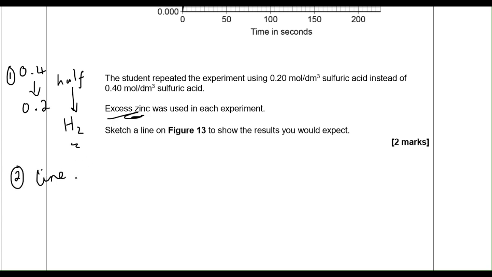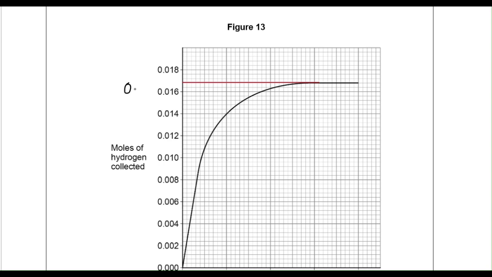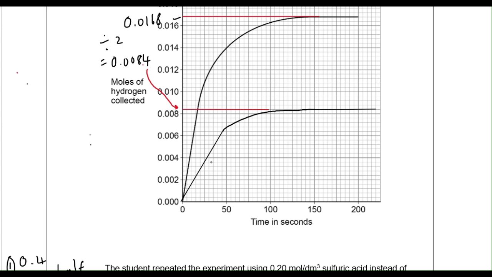As a result, the line will be less steep and will go across and flatten at half the value on the current graph. So it flattens at 0.0168. Divide that by 2, it will flatten now at 0.0084, which we've indicated here with the red construction line. So all we need to do is draw a less steep line, levelling off, level with our red construction line. 1 mark for the less steep line and 1 mark for levelling off at half the original. 2 marks.